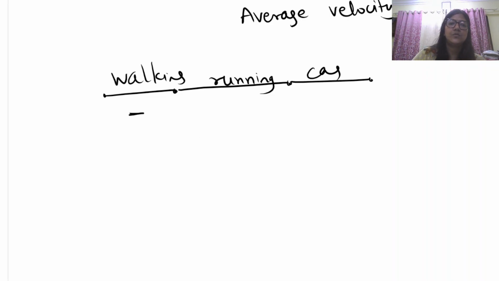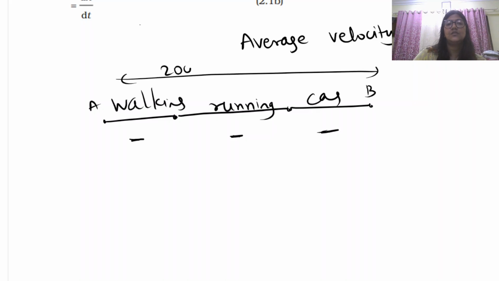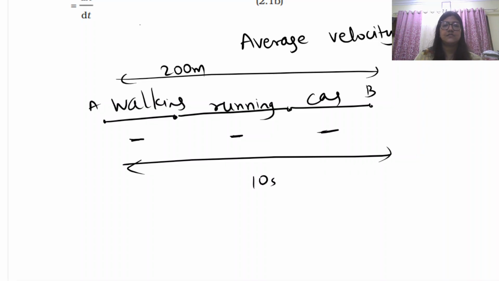So you were walking very slowly here, you started running here, which is much faster, and the car is even faster. So when we're talking about average velocity, it doesn't matter how you're moving. All we know is that you were at point A, you moved to point B, total distance is 200 meters, total time is 10 seconds, and that's it. Average velocity is 200 meters by 10 seconds. So this is 2 meter per second.